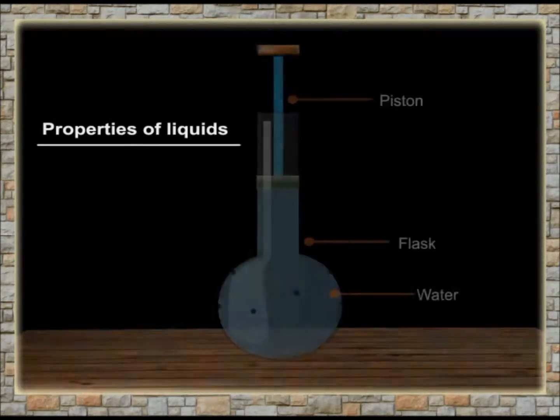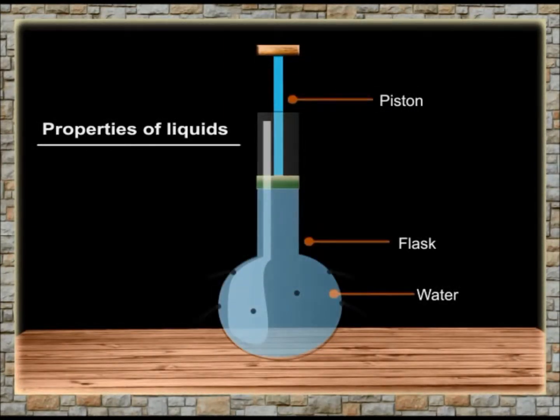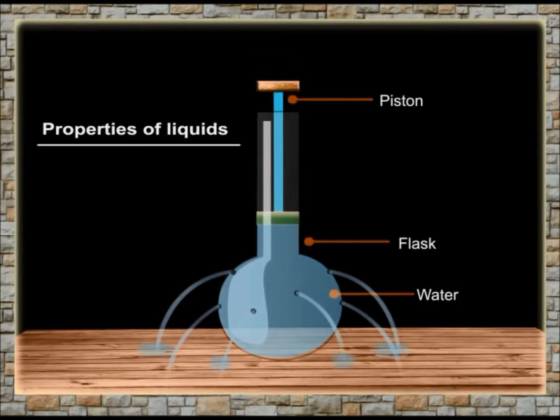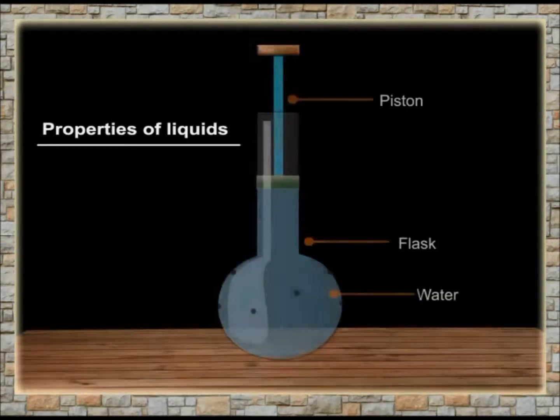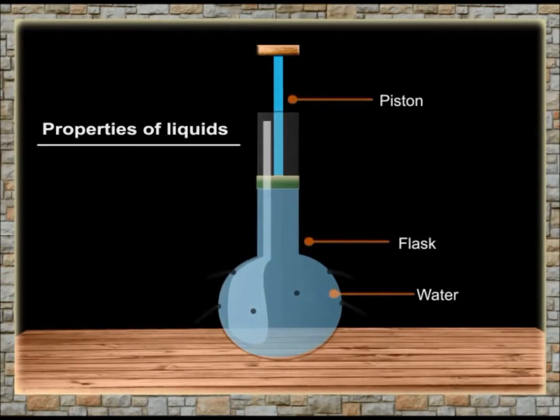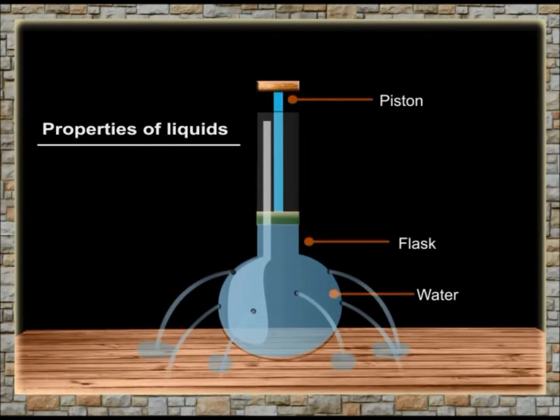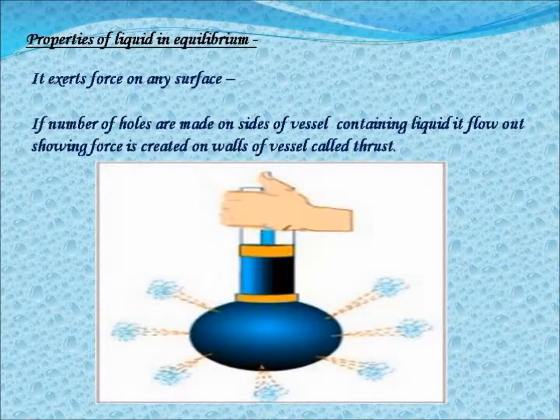From this, we can easily see that the liquid exerts pressure on the sides of the vessel to stop the outflowing liquid through all the points. Thus, the force acting at the sides of the vessel is called the thrust of the liquid.